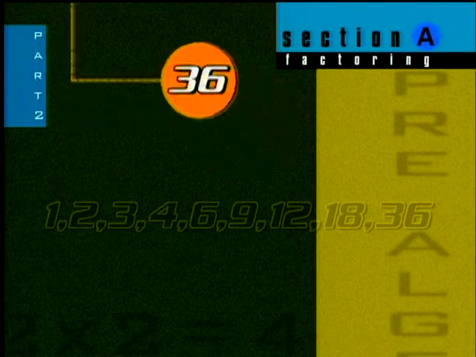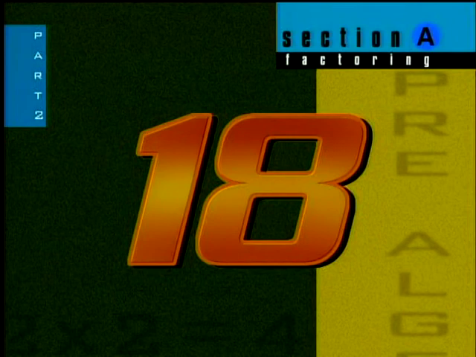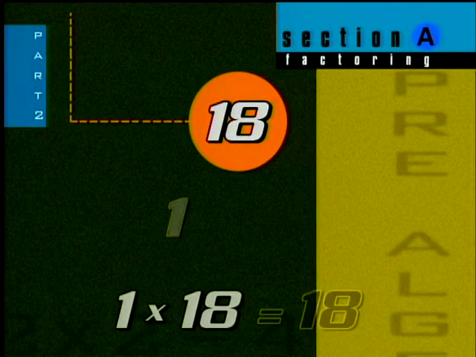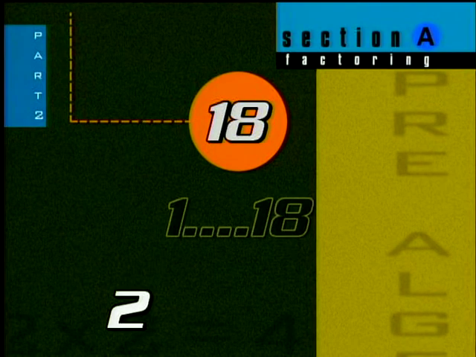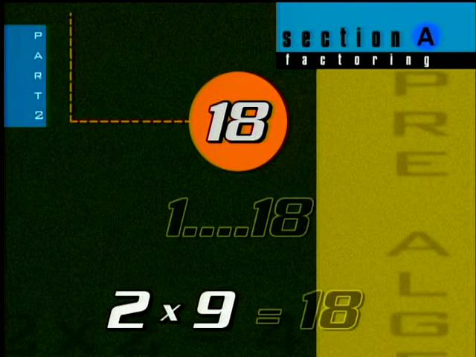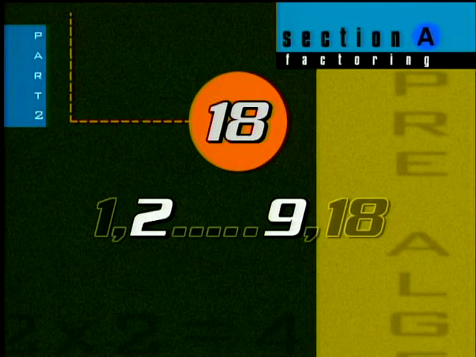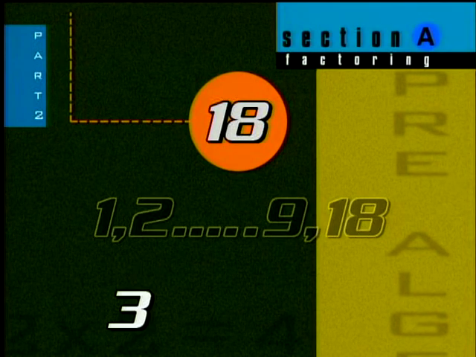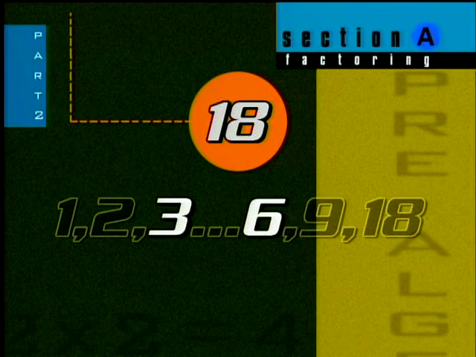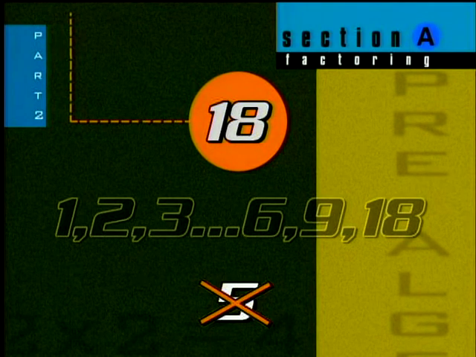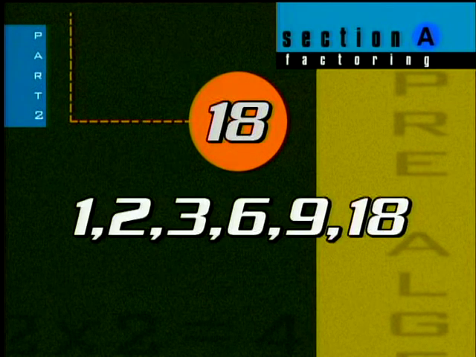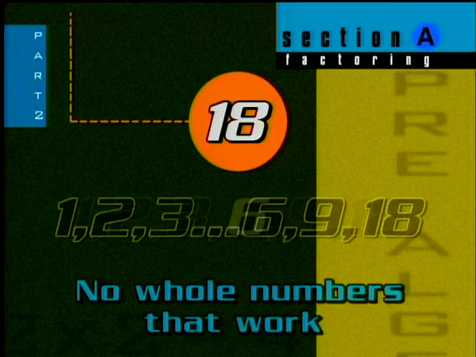Let's try one more of these, using the number 18. As always, we start with 1, and we see that 1 times 18 equals 18. So these are both factors. Is 2 a factor? Well, 2 times 9 equals 18, so both of these are factors. How about 3? 3 is also a factor because 3 times 6 equals 18. 4 isn't a factor, and neither is 5, because we can't multiply them by any other whole numbers to get 18. Now we know we've found all possible factors because we've already used 6, and there are no whole numbers between 3 and 6 that work.